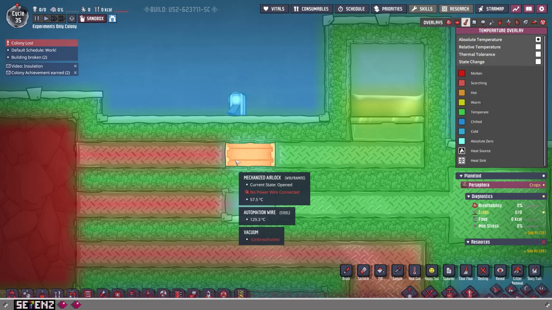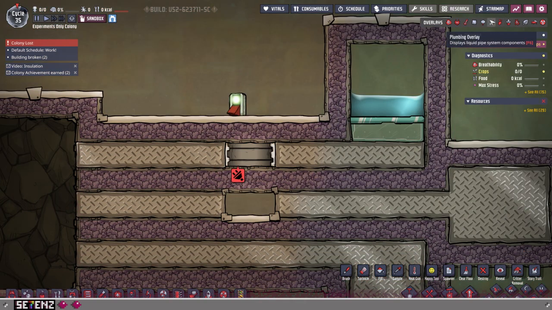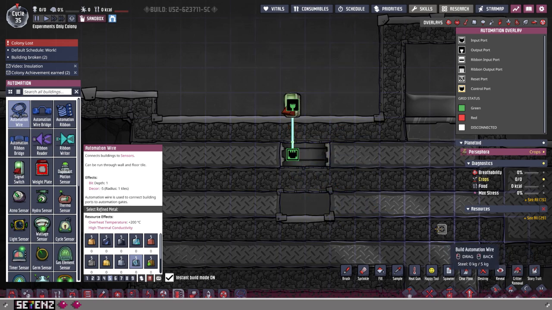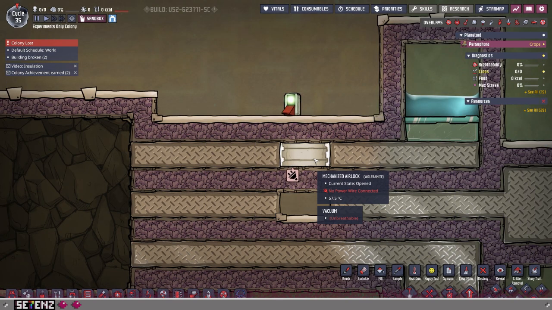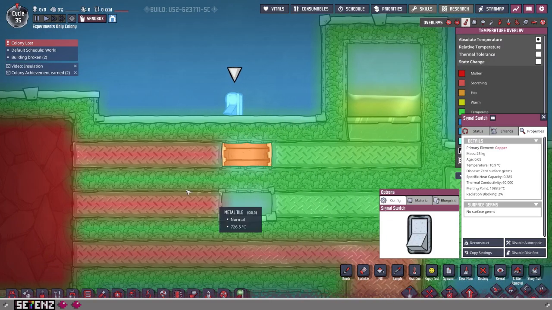The thing we want to see here is even though the mechanized airlock says it's 57 degrees, this block is still 20 degrees Celsius. This is because the automation for it is currently on. You can see the automation on right here. It's green, which is making the airlock open. But let's see what happens when we close it. Watch the blocks on the left, which is 697, and the blocks on the right, which is 20. Let's see what happens when the temperature changes.